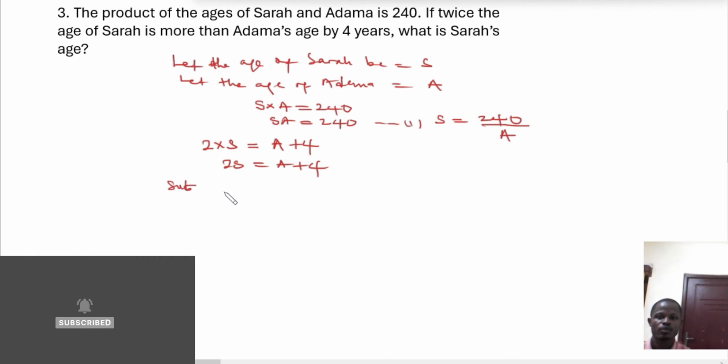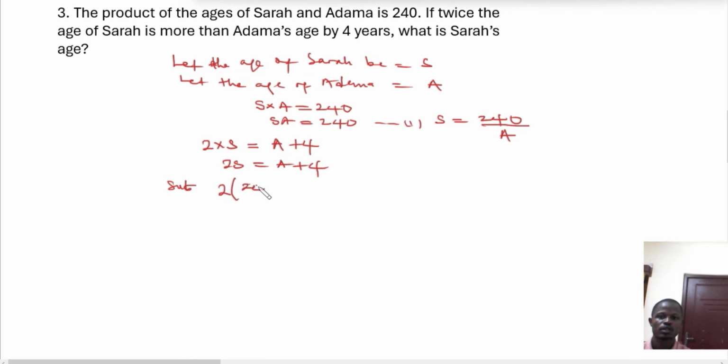So we replace S with 240 divided by A, and then we write A plus 4. So if we multiply 2 times 240, this gives you 480 upon A is equal to A plus 4.